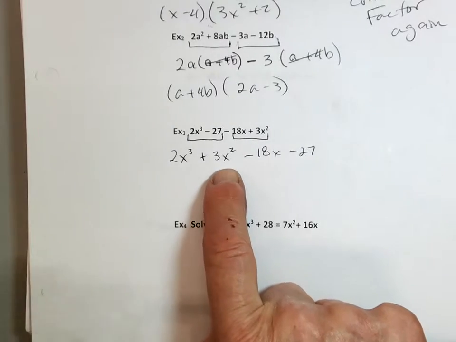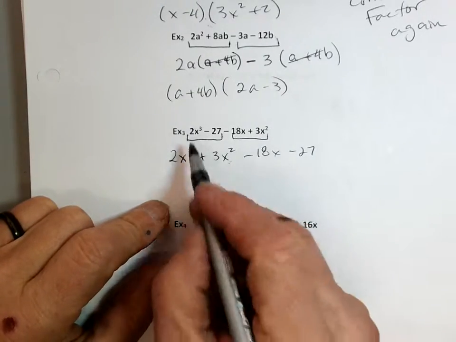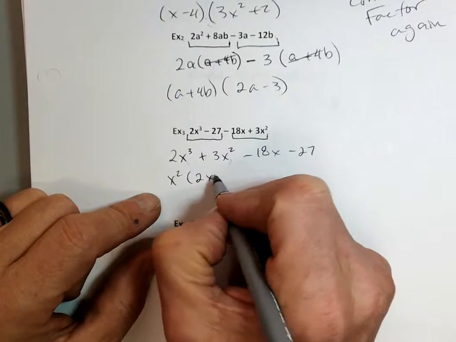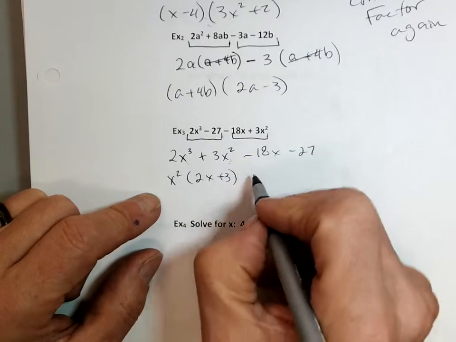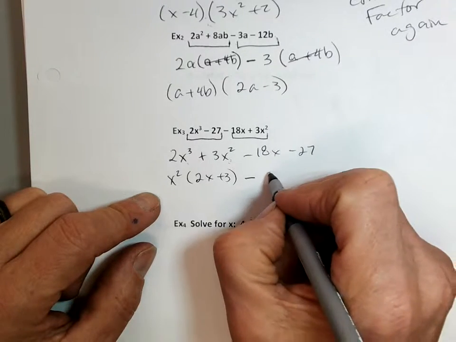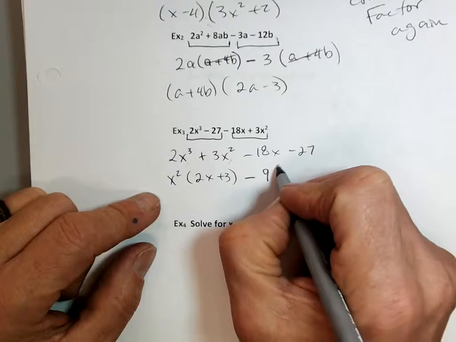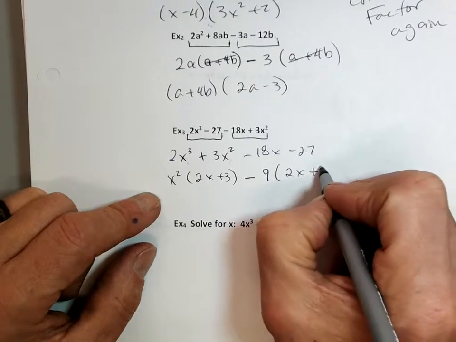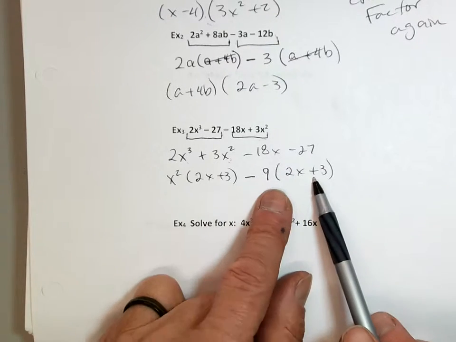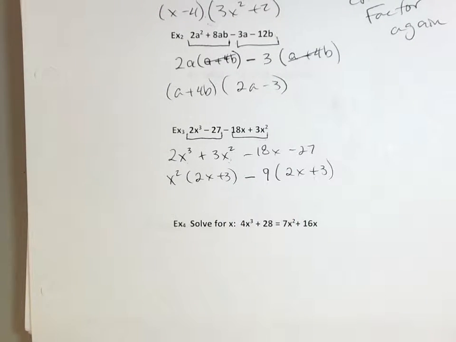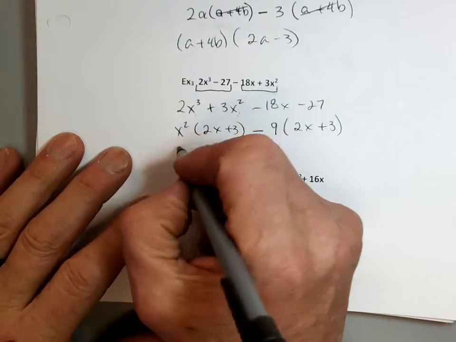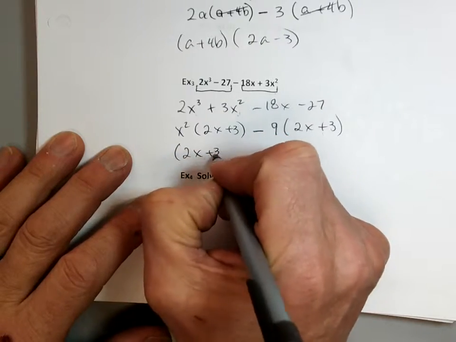Nice job. So, common factor out an x squared. I'd have a 2x plus 3. Common factor out a negative. Take out a negative. I'm going to take out a negative what? 9. And I'd have a 2x plus 3. I have to make it a plus 3 because I took out its negative. So when I take out the negative, it changes its sign, right? Now it's pretty easy, isn't it? So what do they have in common? 2x plus 3. Right, they got the parentheses, 2x plus 3.